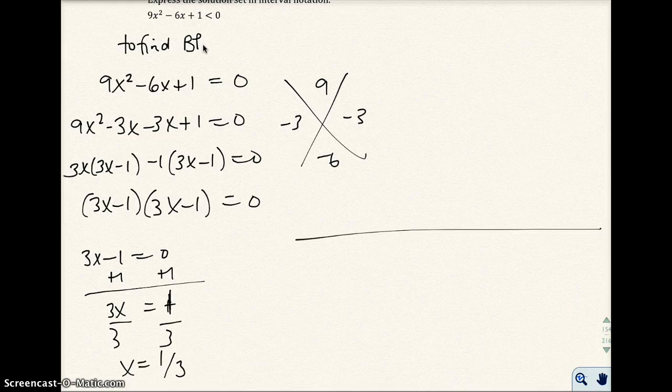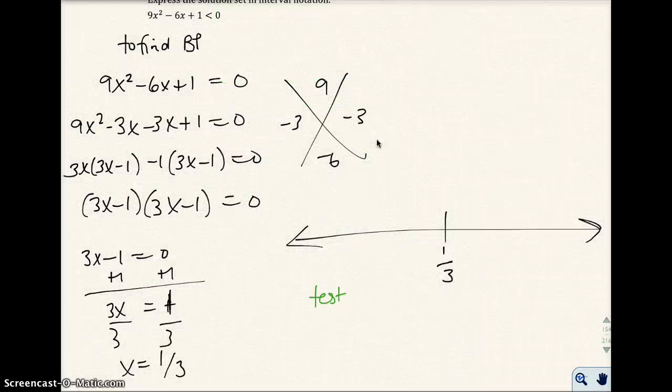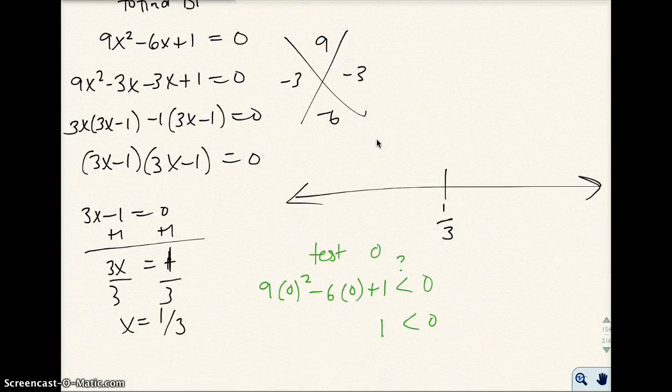I'm only going to have two intervals to test, this side and this side. So I'm going to test something less than 1/3, that'd be 0, a great one. So I get 9 times 0 squared minus 6 times 0 plus 1, is that less than 0? So 0 minus 0 plus 1 is 1, less than 0, and that's no.